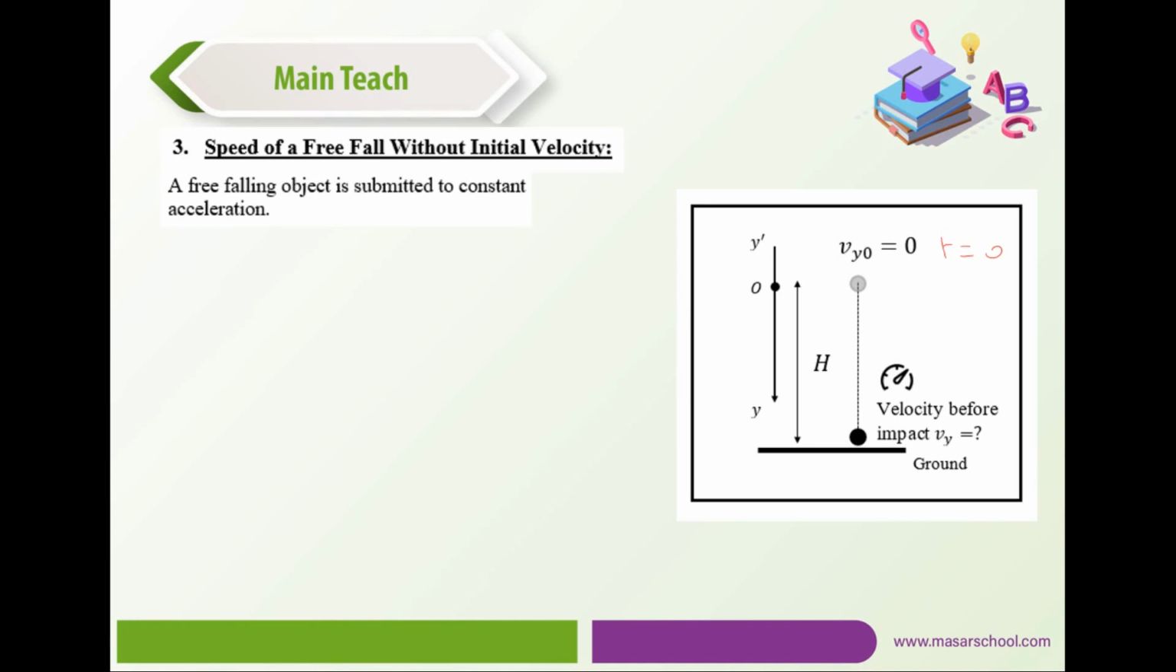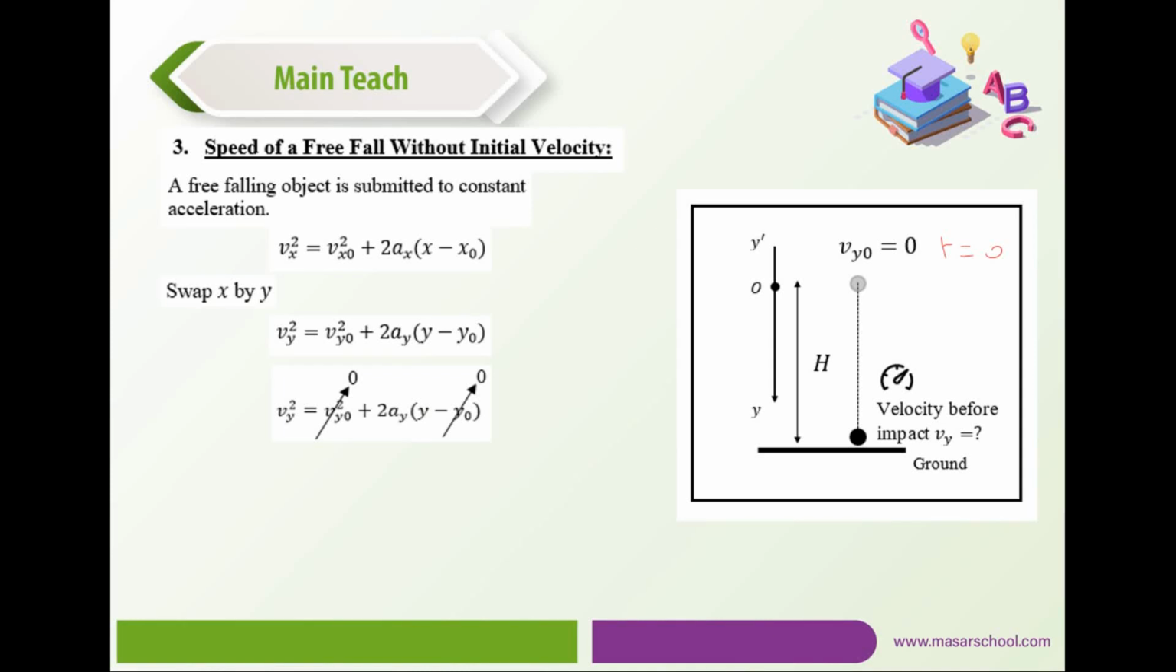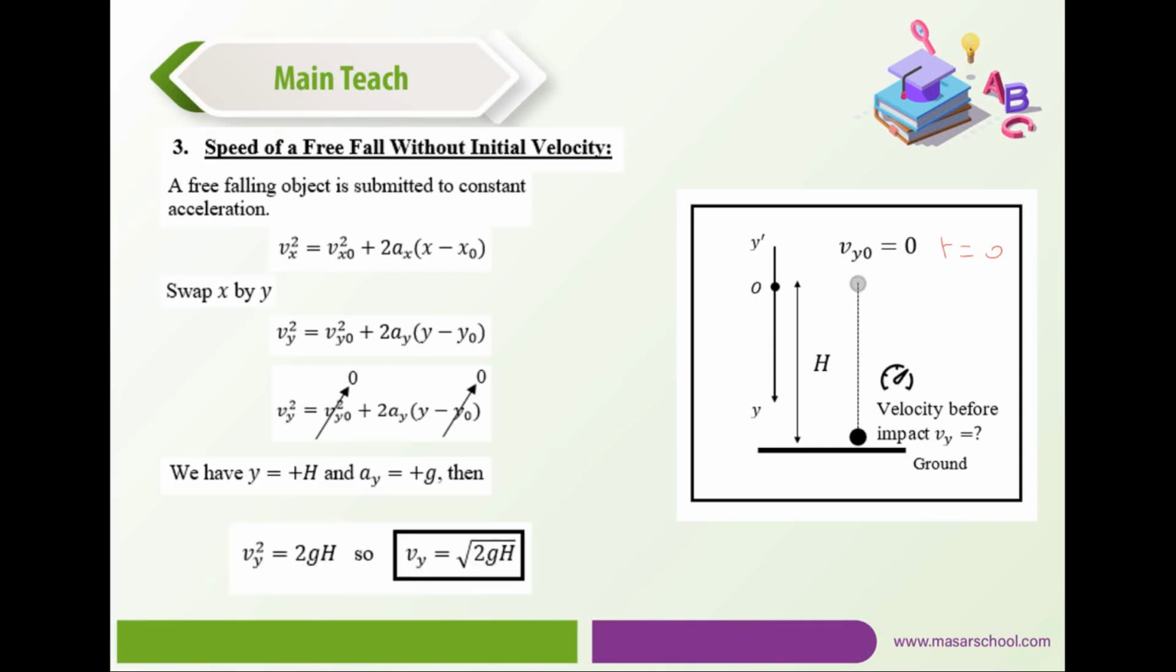Then here we need to calculate the final velocity given the initial velocity, given the height and the acceleration. Then we are interested in this equation. We swap x by y. The initial velocity is 0 and the initial position is 0, and we know that ay is g and y is h, and by that vy squared is 2gh, so the final speed would be radical 2gh.